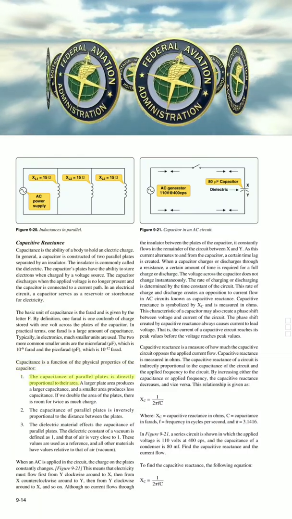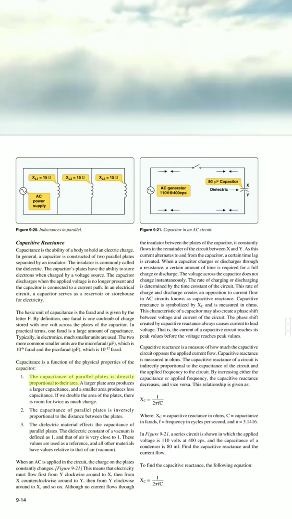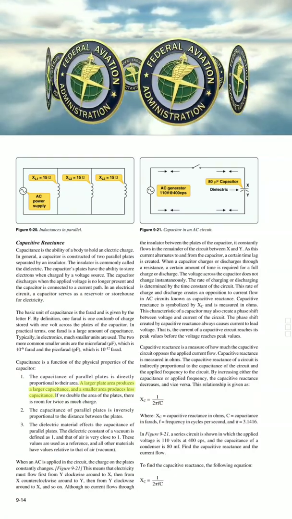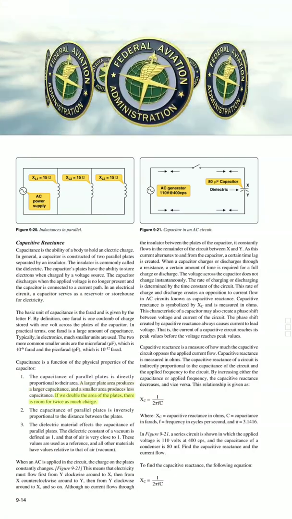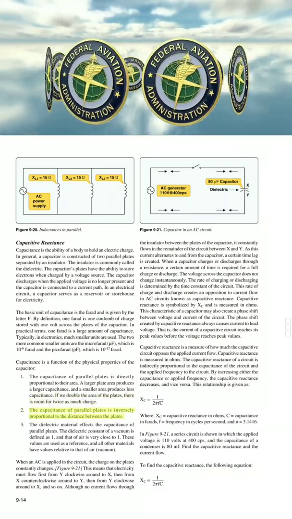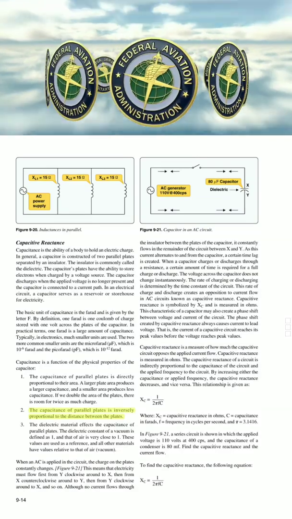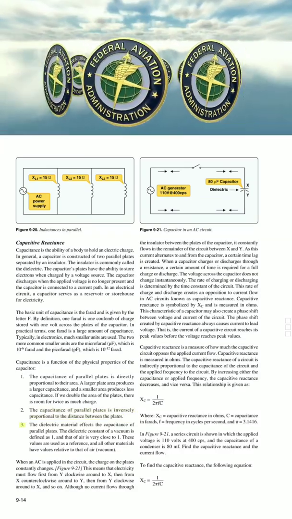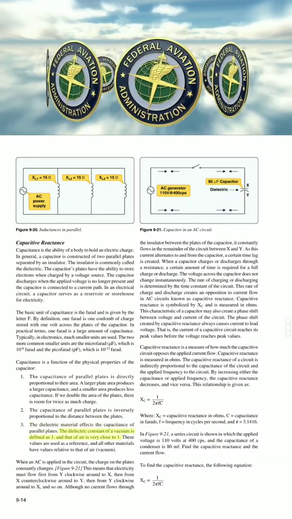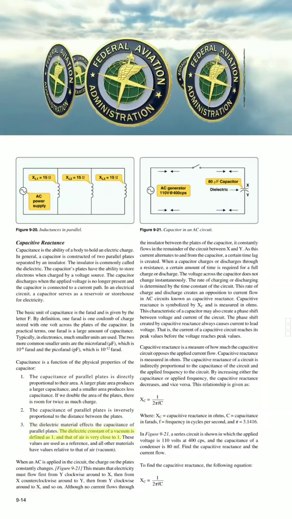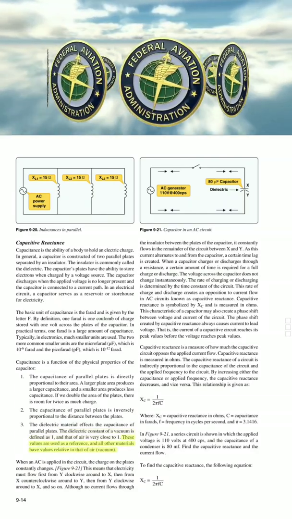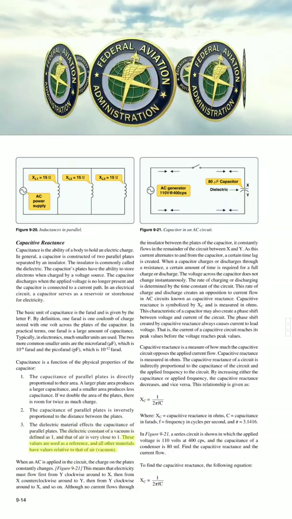1. The capacitance of parallel plates is directly proportional to their area. A larger plate area produces a larger capacitance, and a smaller area produces less capacitance. If we double the area of the plates, there is room for twice as much charge. 2. The capacitance of parallel plates is inversely proportional to the distance between the plates. 3. The dielectric material affects the capacitance of parallel plates. The dielectric constant of a vacuum is defined as 1, and that of air is very close to 1. These values are used as a reference, and all other materials have values relative to that of air or vacuum.